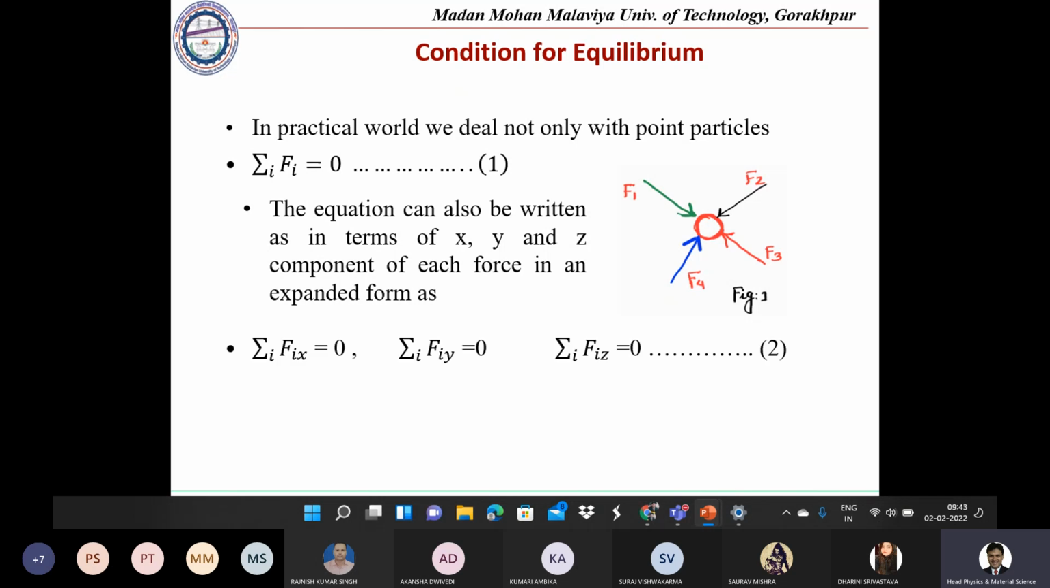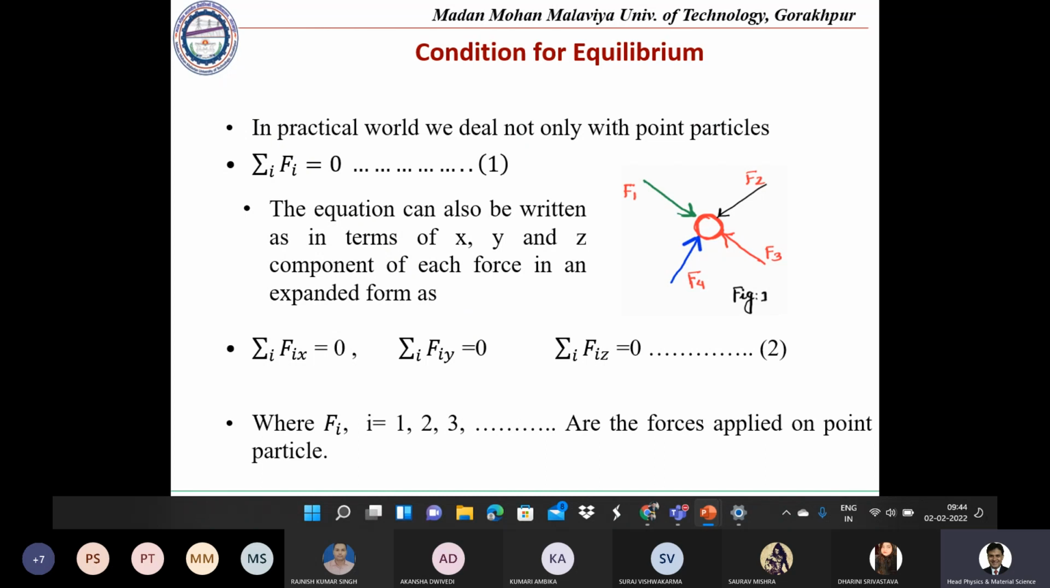What will be given here? If we are extending that in the different directions, and in that direction we have the different forces, obviously the sum of all the forces acting in that should be equal to 0. Similarly, the forces acting on the particle in y direction should be equal to 0. The forces acting in z direction, the sum of that must be equal to 0.